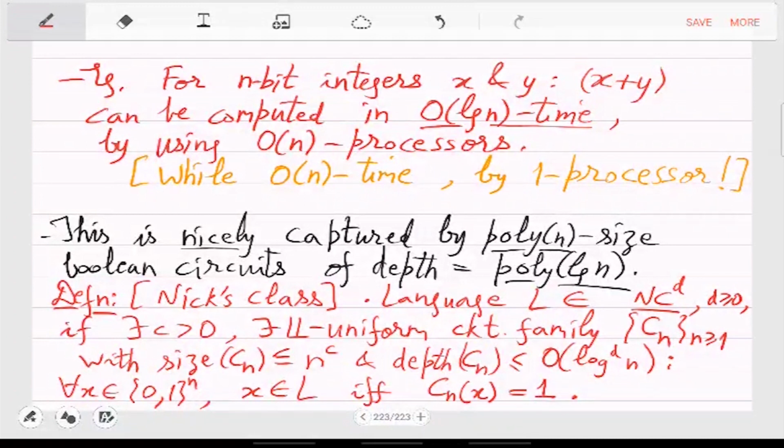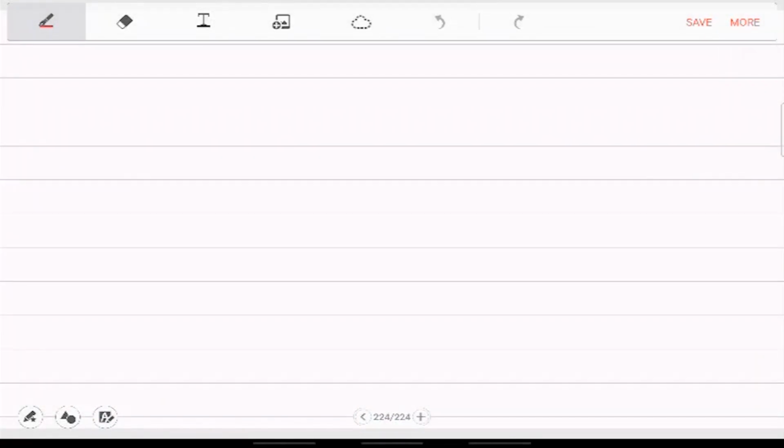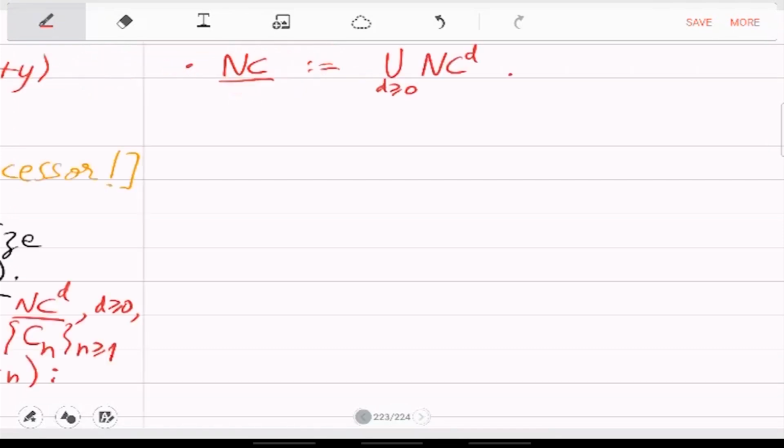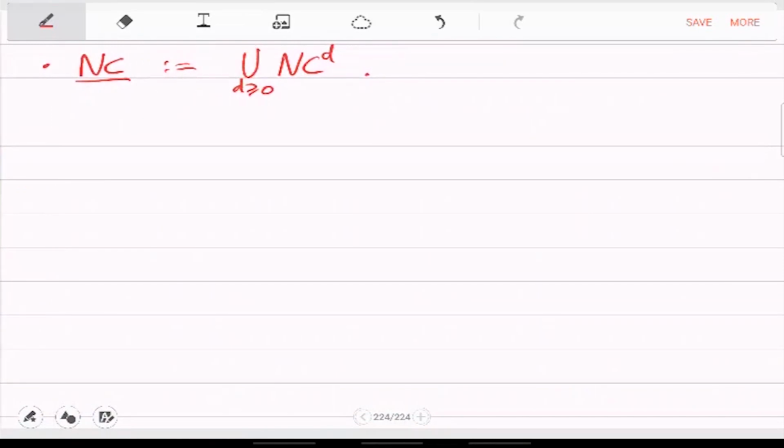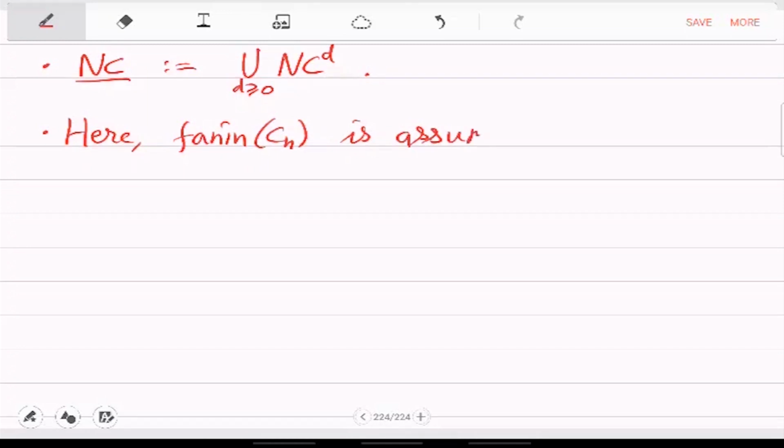So, polylog depth, and based on this you immediately get the complexity class NC, that is Nick's class, which is the union over all NC^d. Okay, so in this, remember, I should have mentioned this, that the fan-in is constant. Here the fan-in of C_n is assumed to be constant. Okay, so this is the constant fan-in version of circuit which we are talking about.